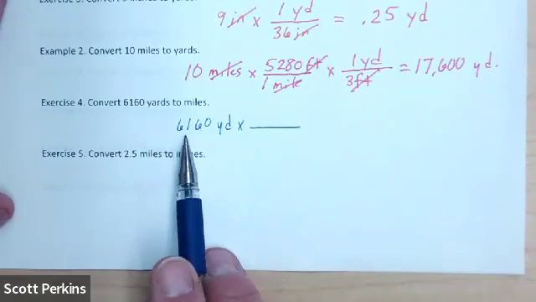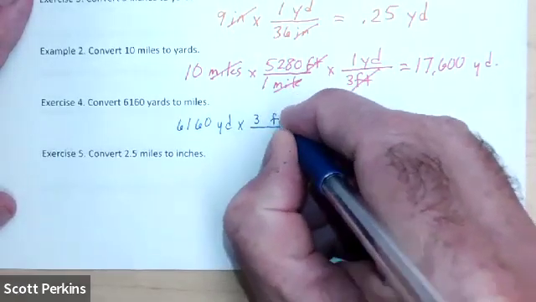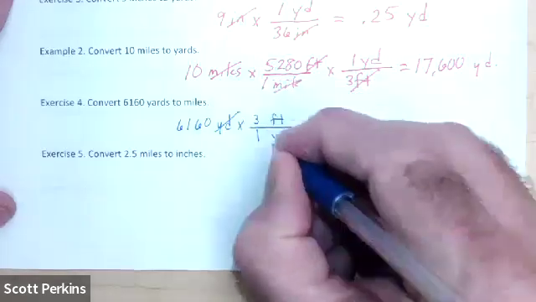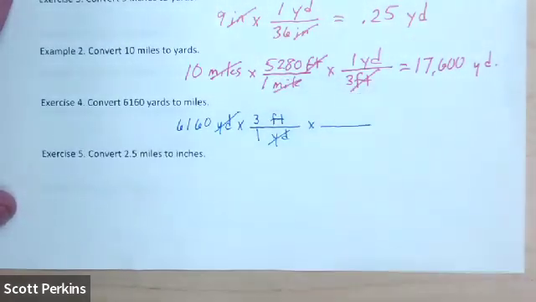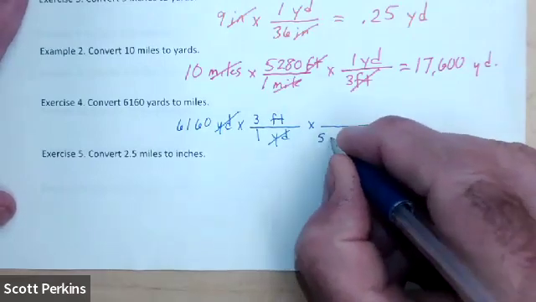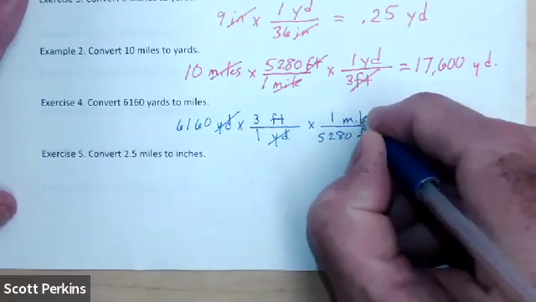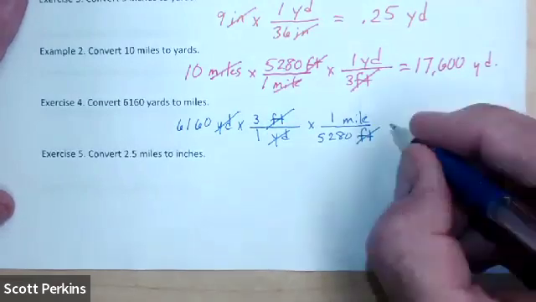So 6,160 yards. I know that there are 3 feet in 1 yard. So I'm going to put the yards in the bottom to get those to cancel out. Then I'm going to multiply again because I want my final answer to be miles. And the box up above says there's 5,280 feet in 1 mile. So that gets my feet to cancel. And now the only units I'm left with are miles.